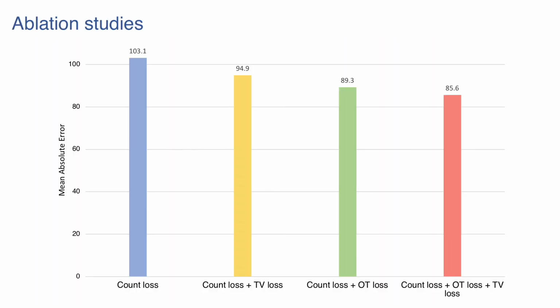The loss in DM-Count is composed of 3 parts: the counting loss, OT loss, and TV loss. We study the contribution of each component. As shown in this figure, all 3 losses are essential to final performance. However, the OT loss is the most important component.